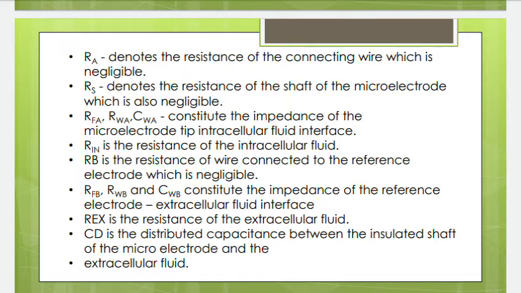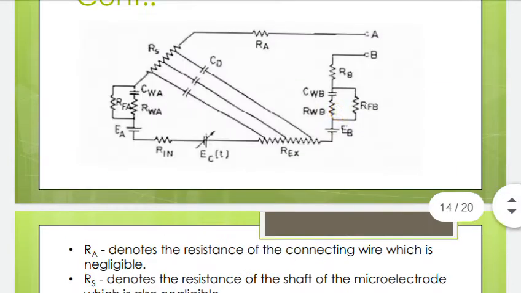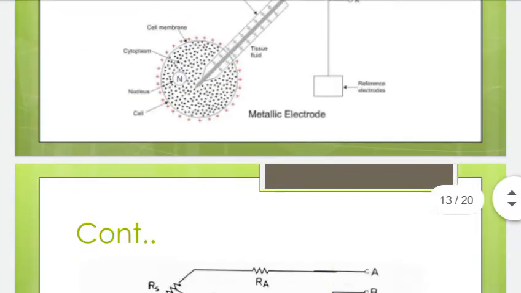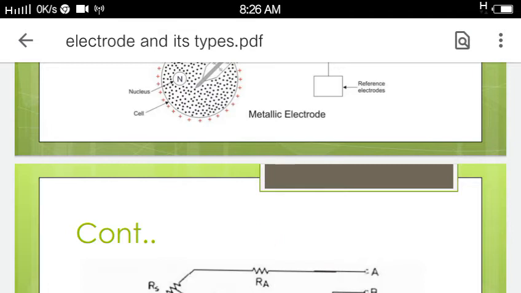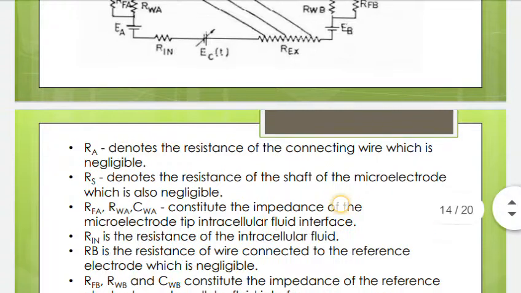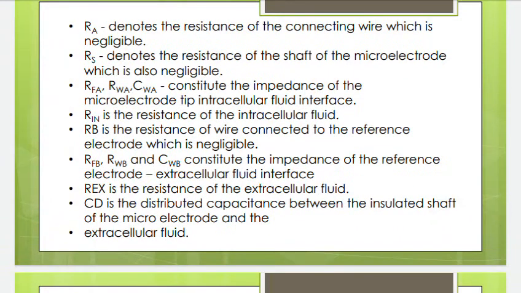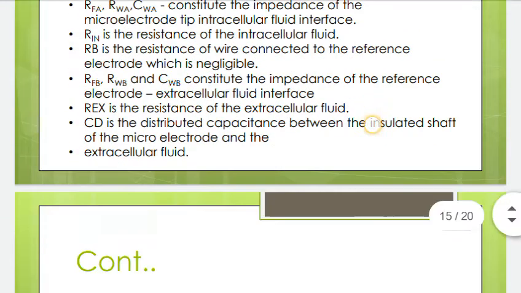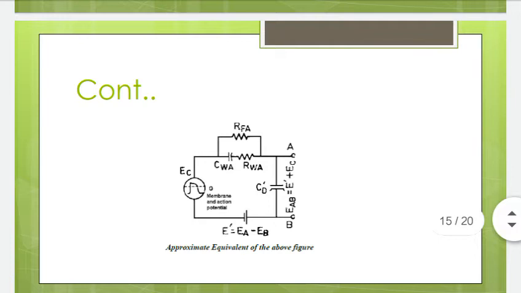Just have a look at this. You have to study this figure, and then you have to study the equivalent circuit diagram. It is very important, these two electrodes, that is metal electrodes and micropipette electrodes. Just have a look, it's enough. So this is just the last, the approximate equivalent circuit of the above figure.